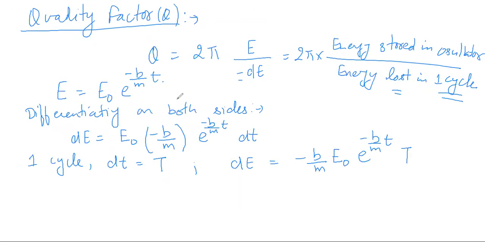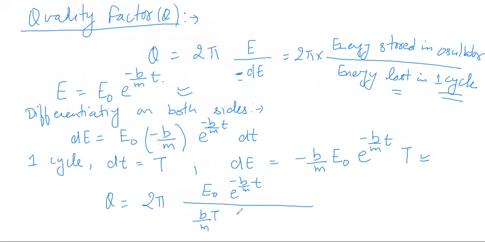Plug in the value of E and dE in your expression for the quality factor. You will get 2 pi. E is equal to E naught e raised to power minus b upon mt. Your dE is equal to minus this term here. You already have one minus here, so minus minus would become plus here. You will have b upon m. Let's bring t also in the front, and you will have E naught e raised to power minus b upon mt.